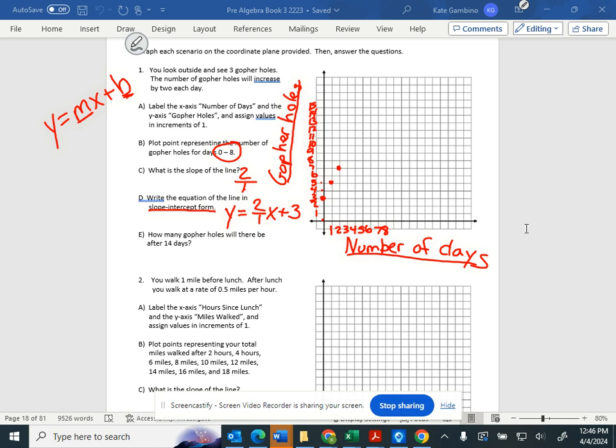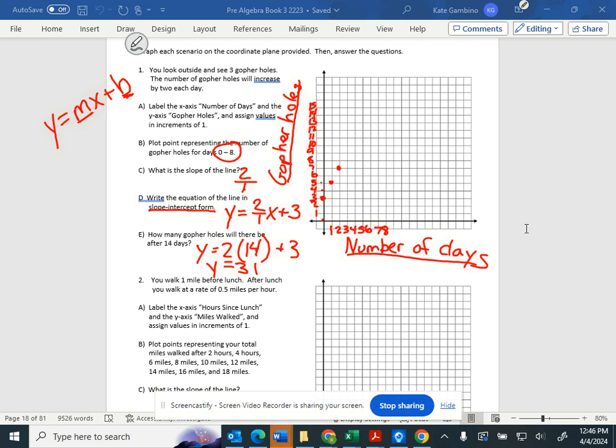Good. How many gopher holes will there be after 14 days? Henry? There's going to be 31. Yeah, because if we put in 14 for number of days, that's our x, plus 3. 2 times 14 is 28, plus 3 is 31. So there'll be 31 gopher holes when we get to the 14th day.